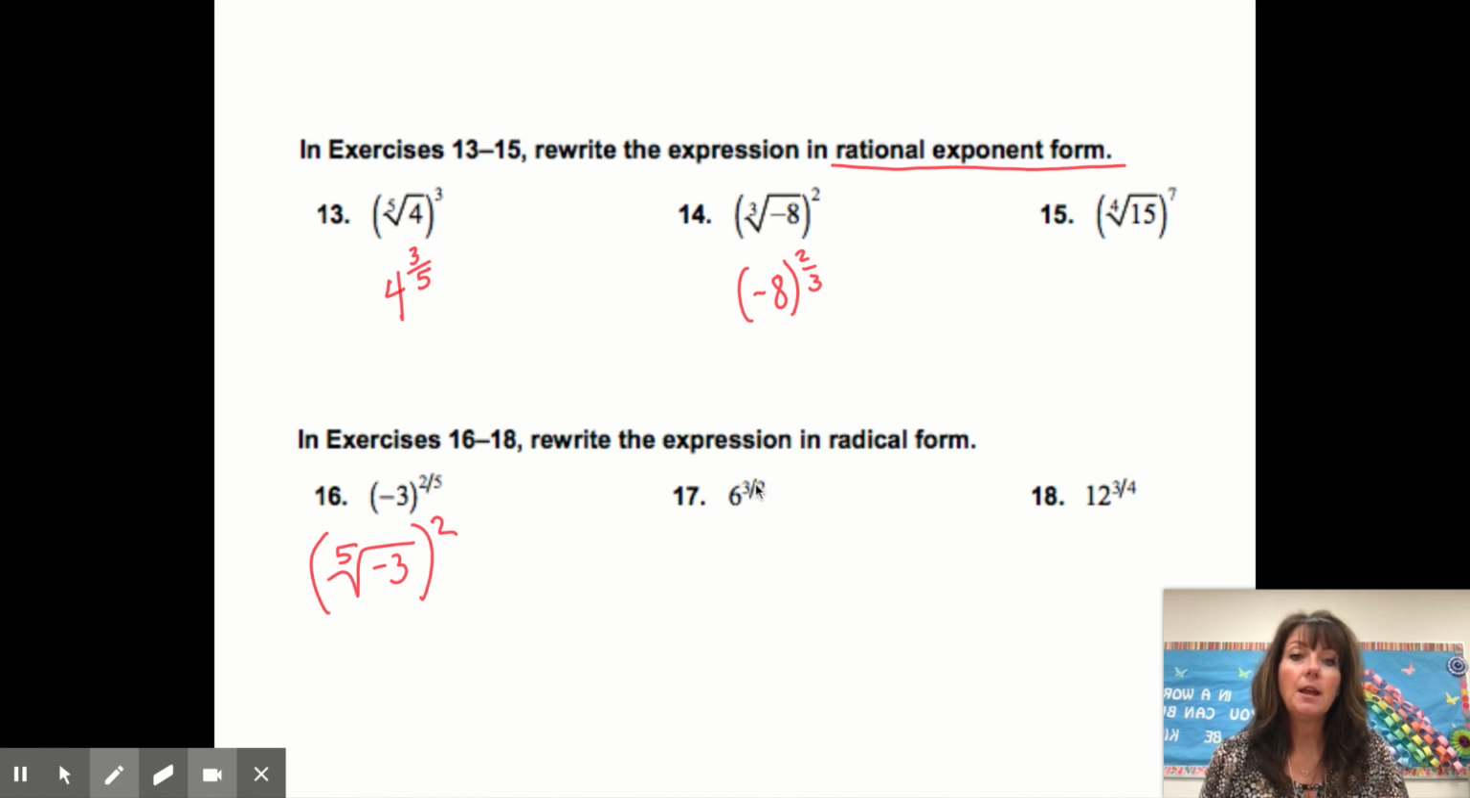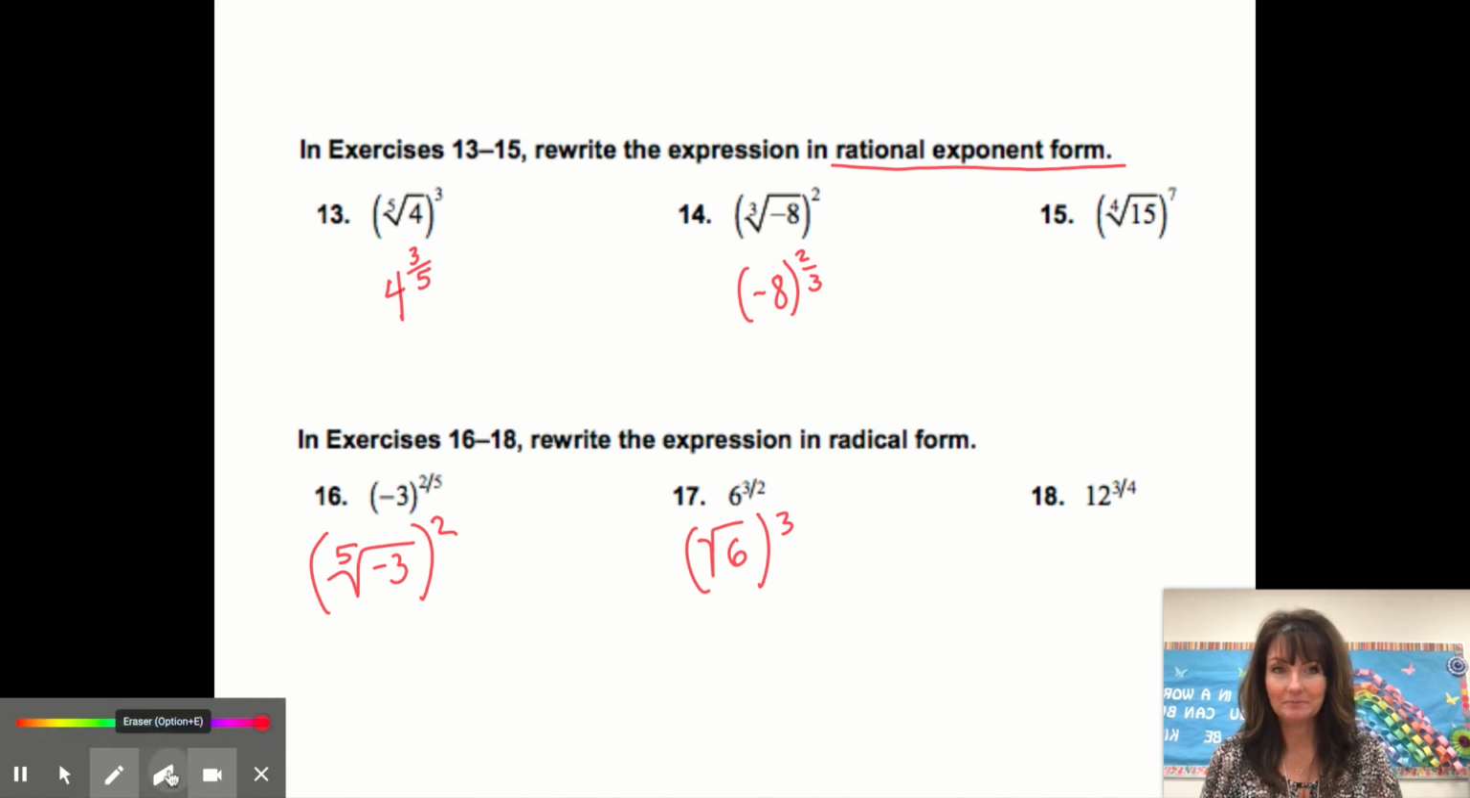For this one, I'm going to have the square root of 6, and then I'm going to cube it. Okay, the square root of 6, cubed. Now I would like you to pause the video and give me the radical form of 12 to the 3/4 power.